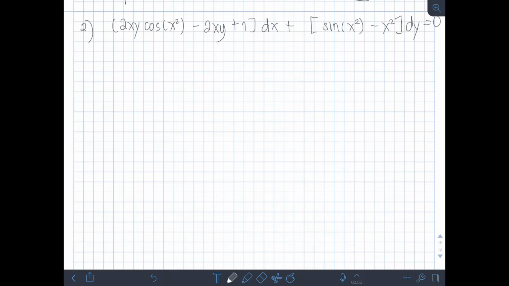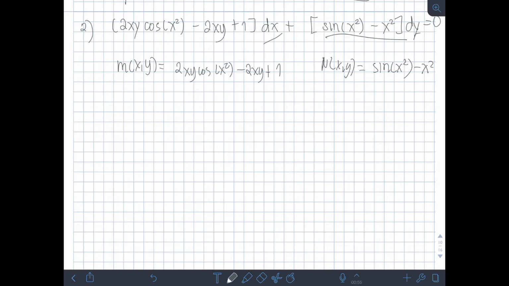Okay? Next, we have the quantity 2xy cos x squared minus 2xy plus 1 times dx plus the quantity sin x squared minus x squared dy equals 0. So our M of x, y, multiplied by dx, is 2xy cos x squared minus 2xy plus 1, and our N of x, y, multiplied by dy, is sin x squared minus x squared.